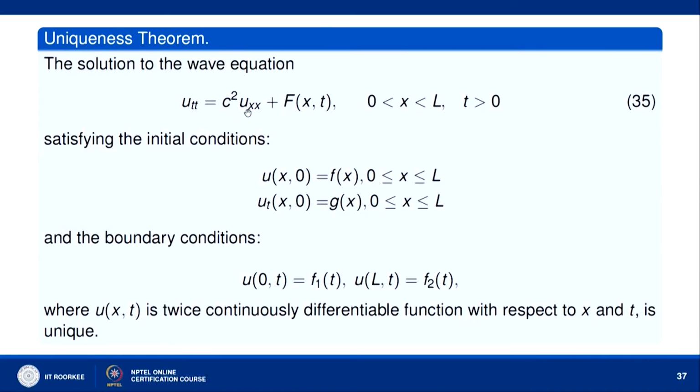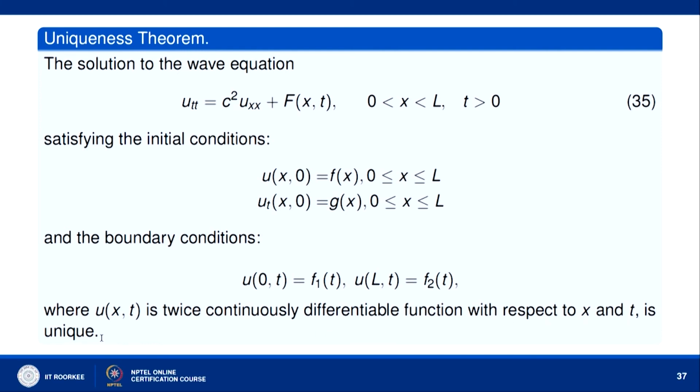The solution to the wave equation u t t equal to c square u x x plus f of x, t, where x is lying between 0 to L and t is greater than 0, satisfying the initial conditions u of x, 0 equal to f of x, x lying between 0 to L, u t of x, 0 equal to g of x, x lying between 0 to L, and boundary conditions u of 0, t equal to f 1 of t, u of L, t equal to f 2 of t, where u of x, t is a twice continuously differentiable function with respect to x and t, is unique.